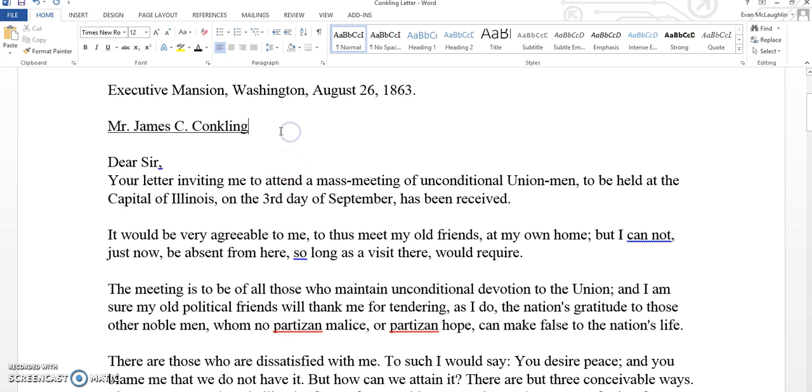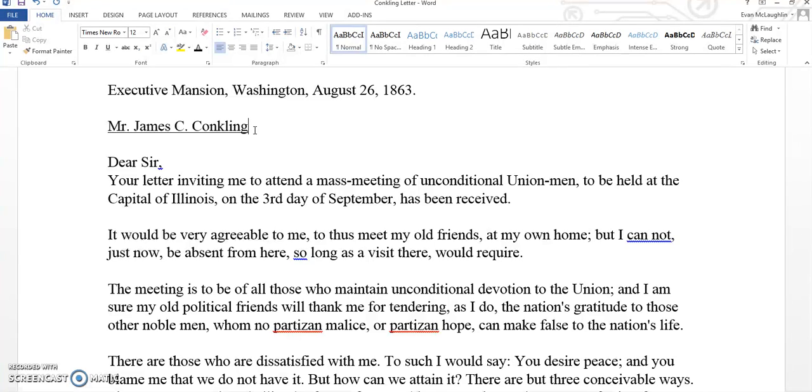James Conkling. James Conkling was a leading Republican figure who wanted Lincoln to come to a meeting of different Union Party elements, Republican Party, some abolitionists, and really this would be a great opportunity for a savvy politician to show up on stage and really galvanize support, bring together these different elements of the party into a cohesive and solid and potent voting force coming up on 1864.